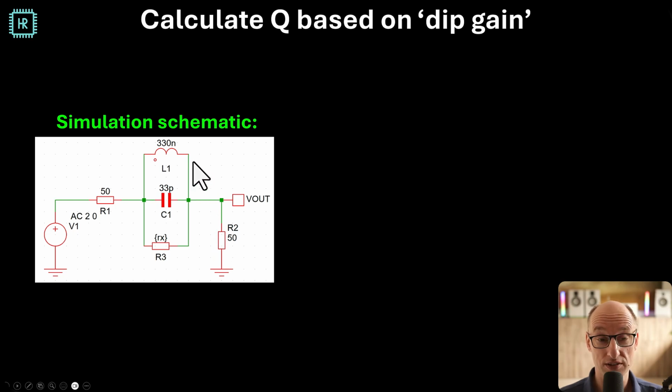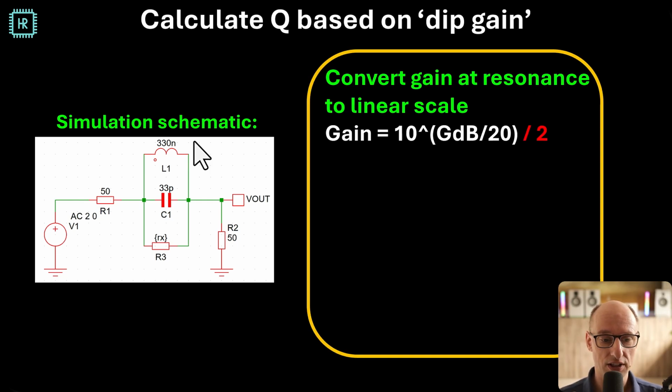Now I use the schematic for simulation, so I can check if all my calculations are correct. Now let's see, how can we determine the Q factor of this resonator circuit based on the depth of the dip. You saw the dip in that previous picture. The depth of it can be used to calculate what the value of this resistor is, and that can be used to calculate the Q factor.